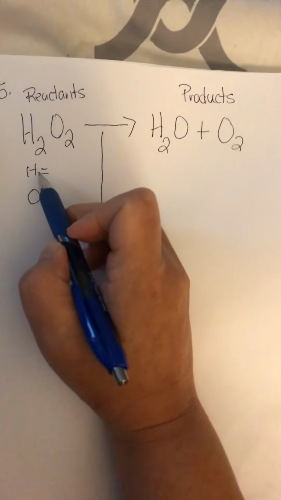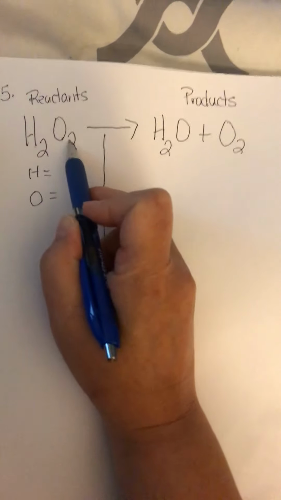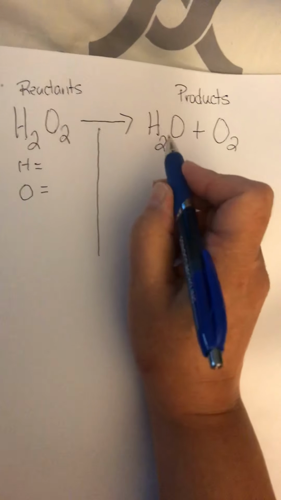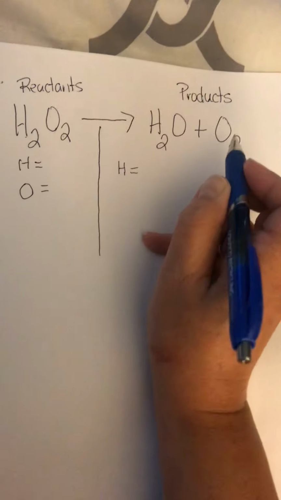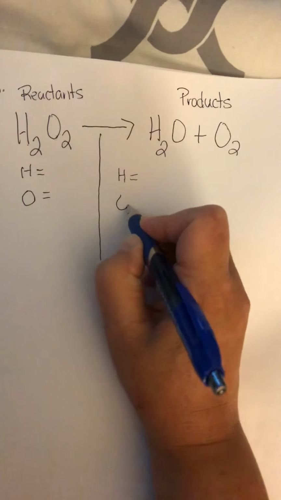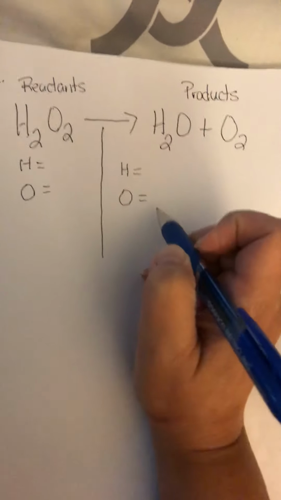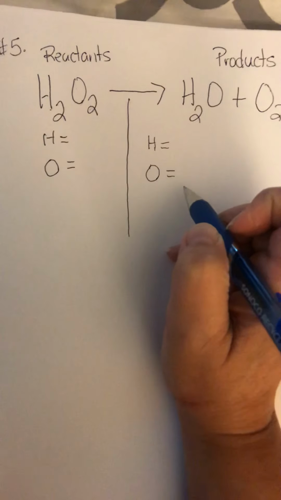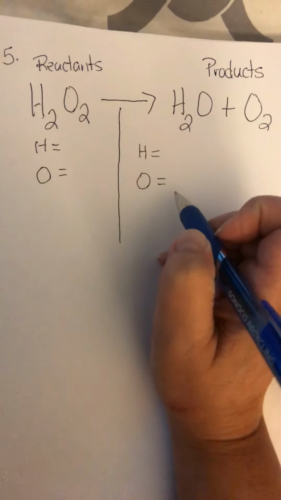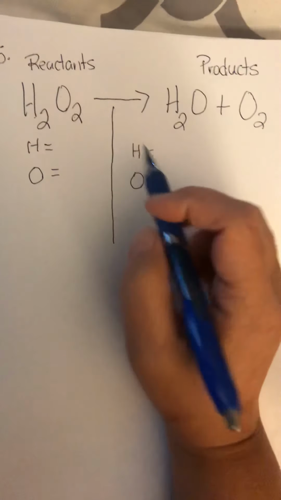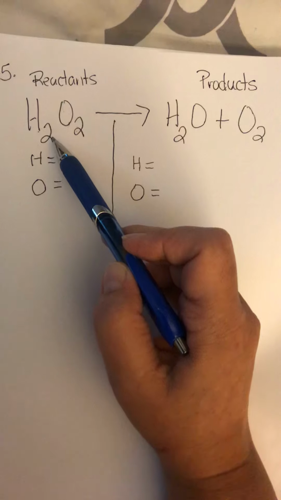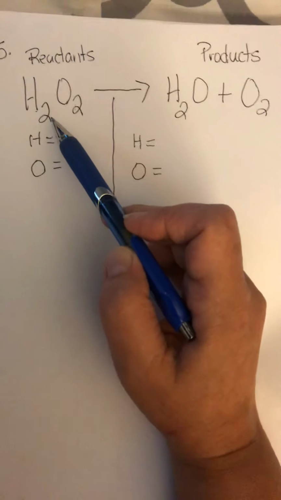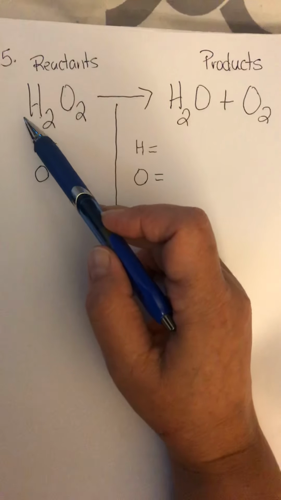So we've got hydrogen, then we've got our oxygen, then over here we've got hydrogen, and then we've got oxygen. So we need to know how many hydrogen and how many oxygen we have on each side. So let's start counting our atoms. So here we've got 2 as a subscript. Remember, we can't change subscripts. We can only change coefficients.